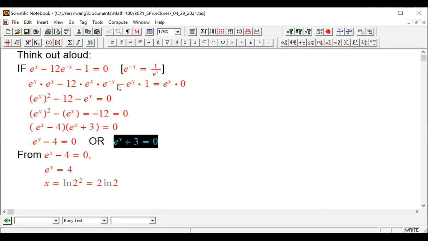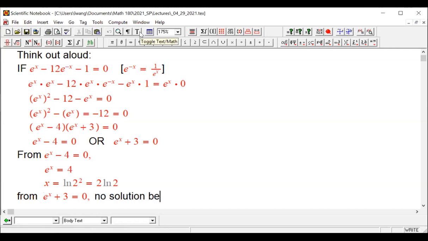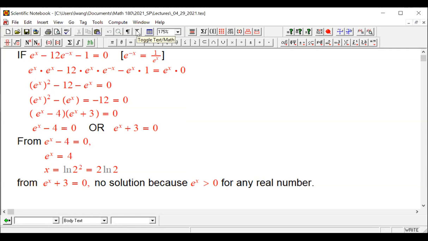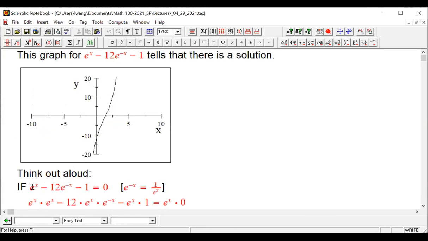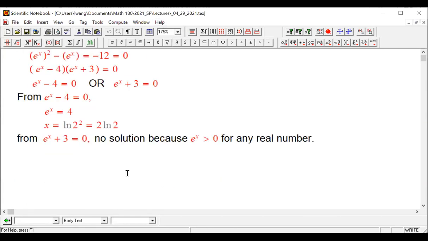You have that flexibility. But anyway, from this latter equation, what do we say? There's no solution, right? Because e to the power x is positive for any real number. I put these in the context of thinking out loud. So I will give you a version of how to show work.